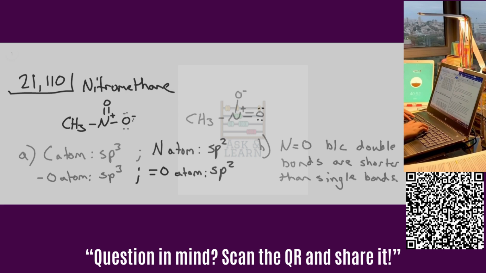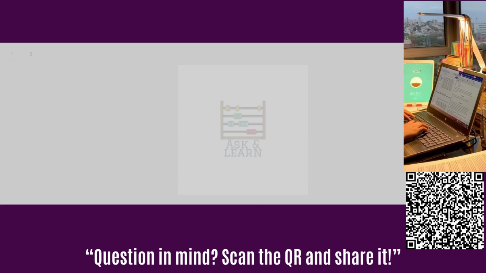Now let's go ahead and open a new page. Let's answer question C, which is which bond is the strongest. And so this is also the double bond because 2 pairs of electrons are shared versus 1.